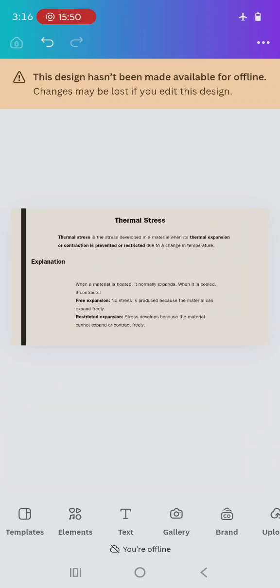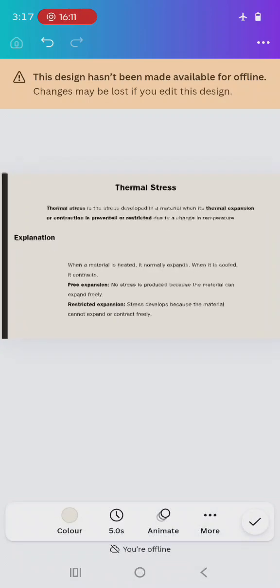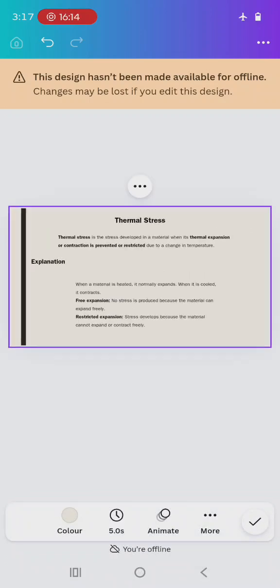The two types of thermal stress: one is free expansion, another is restricted expansion. Free expansion means no stress is produced because the material can expand freely. Restricted expansion means stress is developed because the material cannot expand or contract freely. What is thermal stress? Thermal stress is the stress developed in a material when its thermal expansion or contraction is prevented or restricted due to the change in temperature.